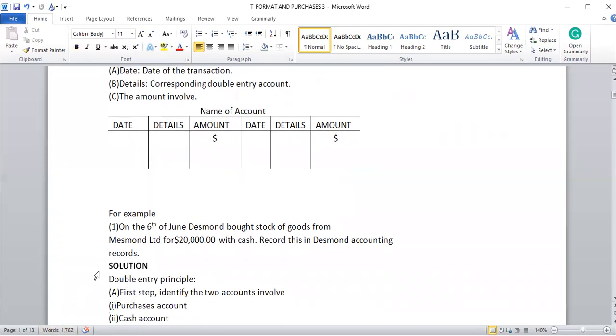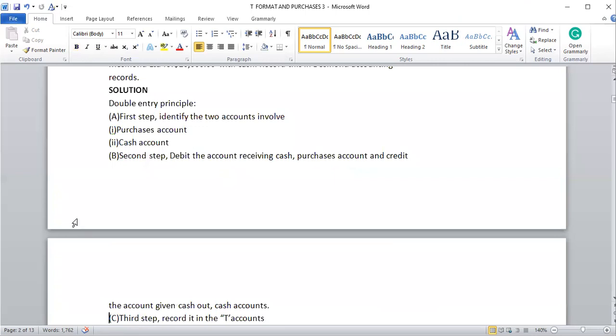So the solution to the above question is that the double entry principle says, A, the first step, identify the two accounts involved. In this particular question, we have I, the purchases account, and II, the cash account. Then the second step is that you debit the account receiving cash, that's the purchases account, and credit the account giving out cash. That is the cash account.